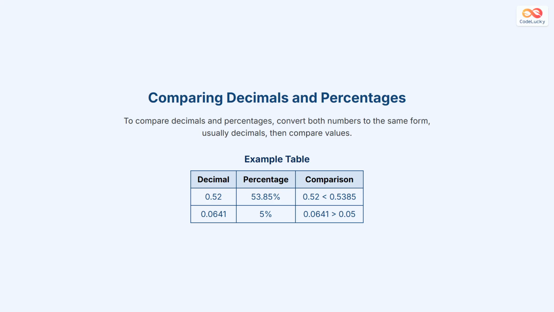To compare decimals and percentages, convert both numbers into decimals. When two numbers are in the same form, it is easier to see which one is larger. For example, 0.52 is less than 53.85% because 53.85% is equal to 0.5385 as a decimal.